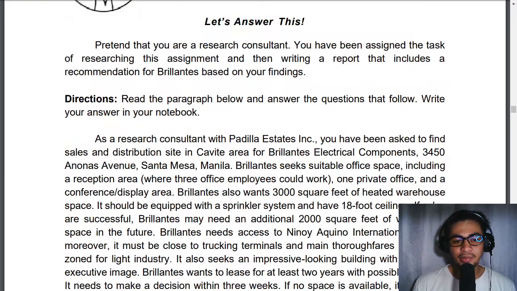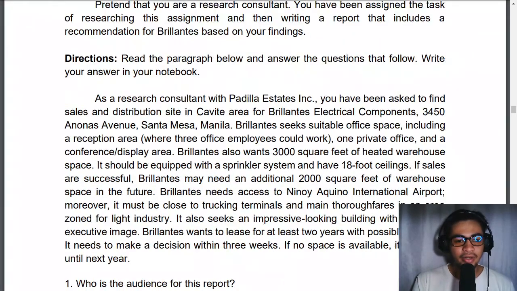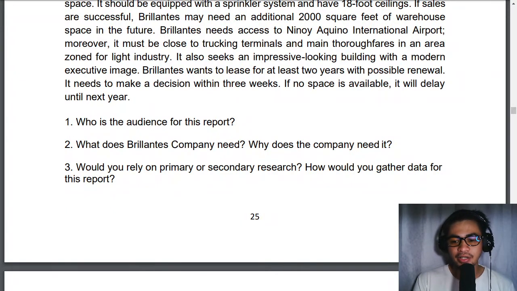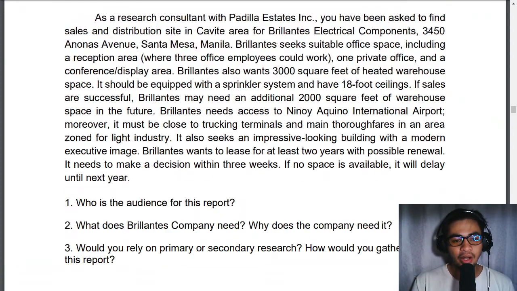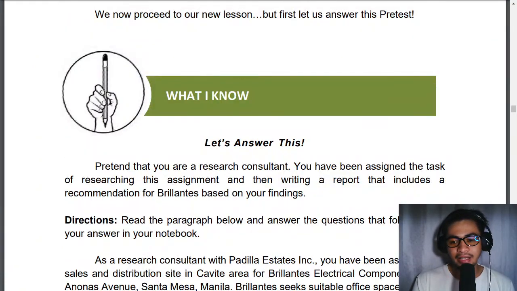So moving on to what I know. You're going to answer this one in your activity notebook. The instruction is this: pretend that you are a research consultant. You have been assigned the task of researching this assignment and then writing a report that includes a recommendation for Brillantes based on your findings. Read the paragraph below and answer the questions that follow. Write your answer in your notebook. You don't need to copy the questions, just the answers in your activity notebook, writing the title of the activity, What I Know. Is that clear?